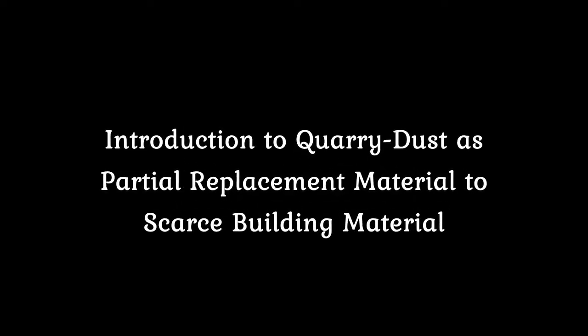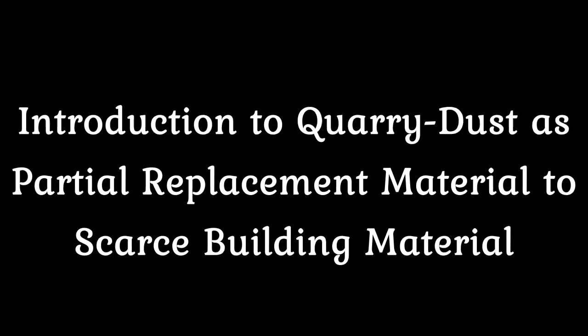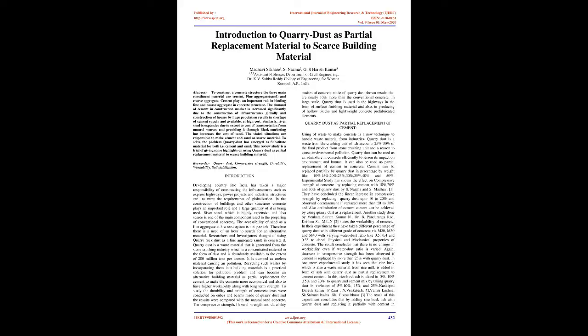Introduction to Quarry-Dust as partial replacement material to scarce building material. Abstract. To construct a concrete structure, the three main constituent materials are cement, fine aggregate (sand), and coarse aggregate. Cement plays an important role in binding fine and coarse aggregate in concrete structure.